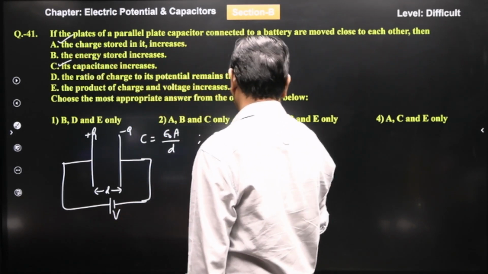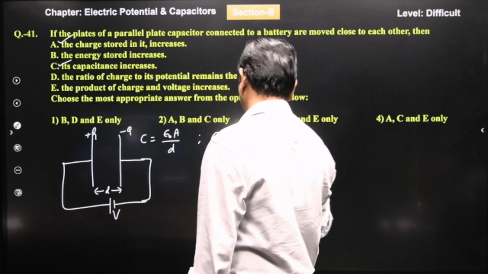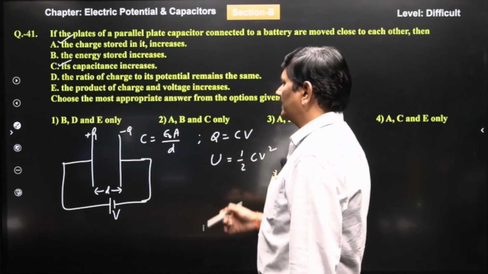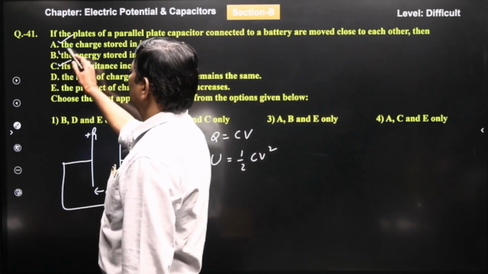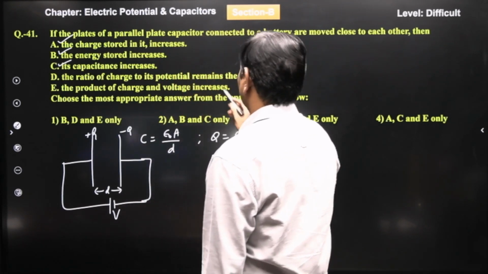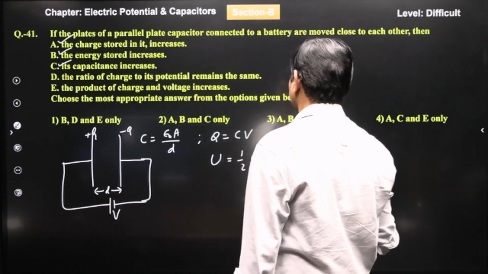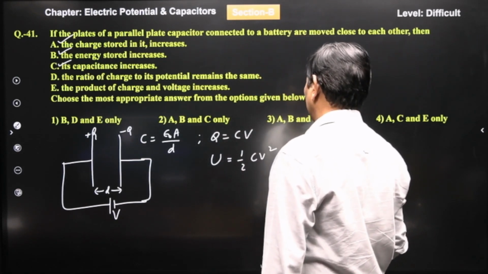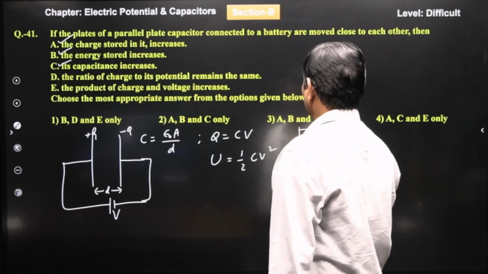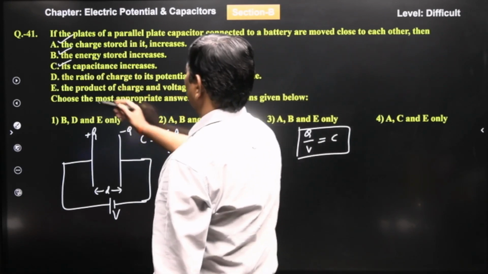Energy stored, what about energy stored? Energy U is equal to half CV square, one of the relations. V is fixed, constant, C increases, so energy stored also increases. Now the fourth one, D, the ratio of the charge to potential, Q by V. Q by V is nothing but C. What happened to C? C is increasing, but here they are telling it remains the same, that is wrong.